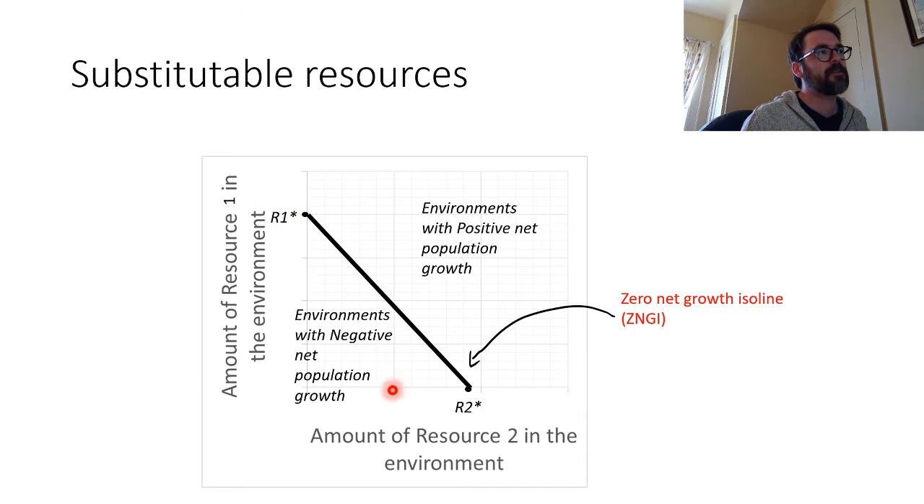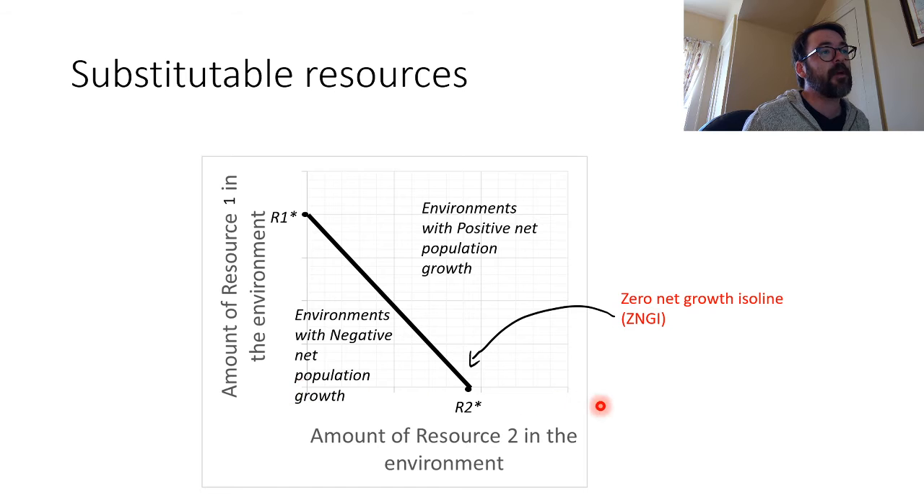So you could imagine there's an amount of resource 1 in the environment that's going to be useful. Maybe this is the amount of nitrate that you can have, and this is the amount of ammonium you could have if there was no nitrate. But you can substitute anywhere along this line, right? So I could have, maybe 50-50, or I could have 75-25, or 25-75, and because they're substitutable, that's okay. So it's the same as before.